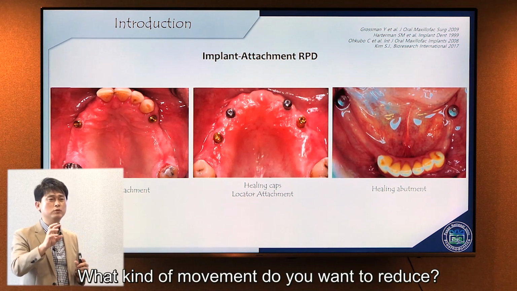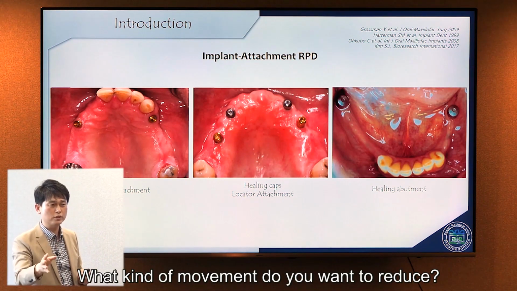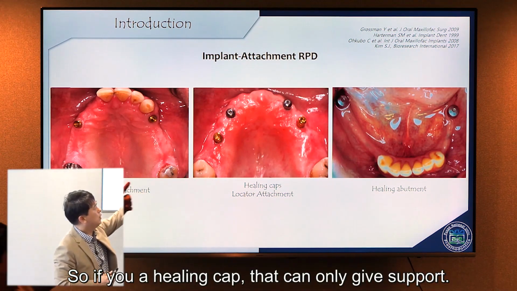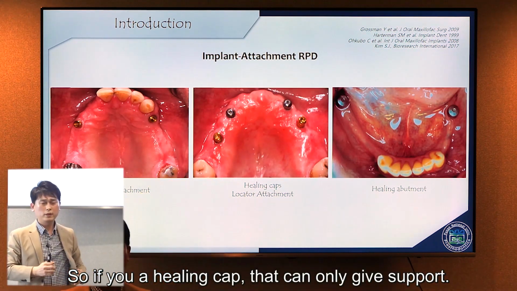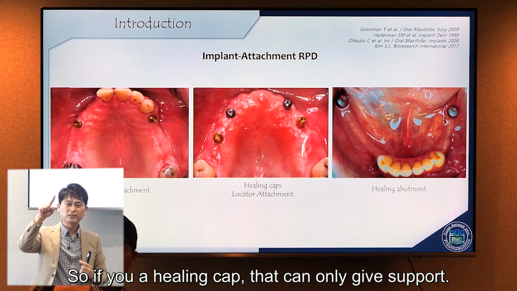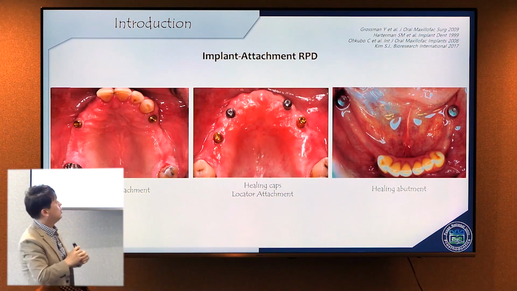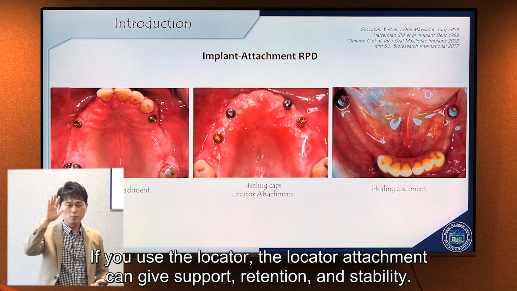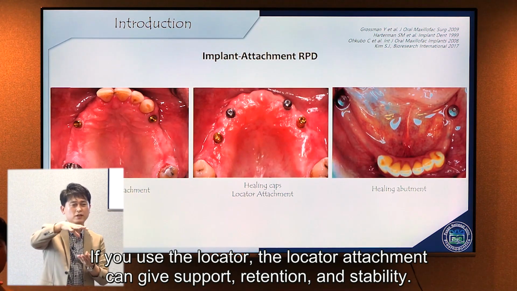What kind of movement do you want to reduce? That is the key point. If you use a healing cap, that can give only support. Okay? If we use the locator attachment, it can give support, retention, and stability.